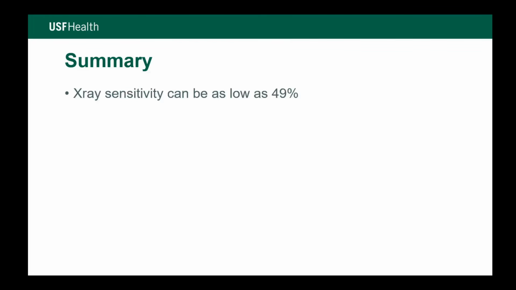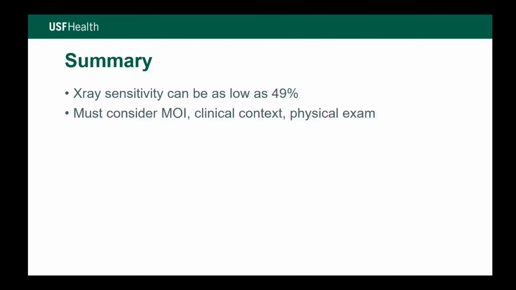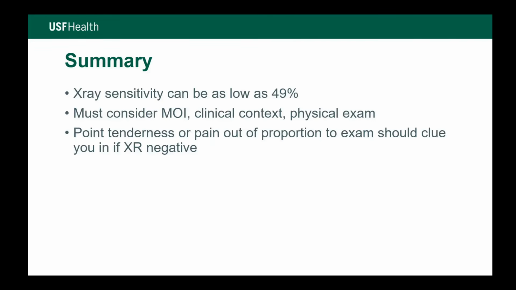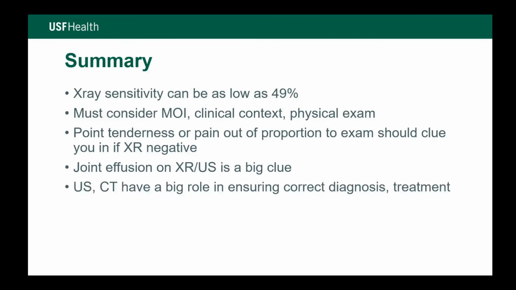So in summary, x-ray sensitivity is pretty low when you're looking for fractures, okay? You have to consider the mechanism of injury, the clinical context, and the physical exam, which, by the way, the radiologist does not have all that information, so it's very important to look at your own x-rays. If there is point tenderness on a bony structure that you're concerned about, or they have pain out of proportion to exam, you should be clued in that something else is going on. A joint effusion on x-ray and ultrasound is a big clue, but of course does not tell you that there's a fracture. Ultrasound and CT have a large role in ensuring the correct diagnosis and treatment.